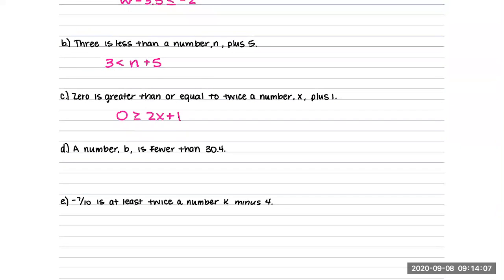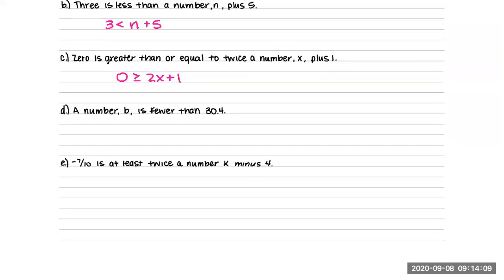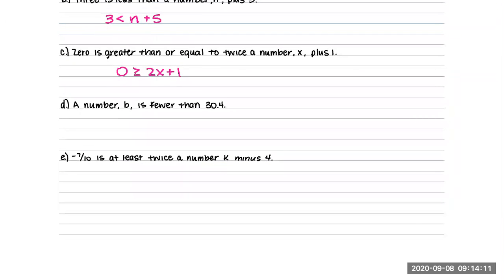For D, we have a number b is fewer than 30.4. So b is fewer than means b is less than 30.4.